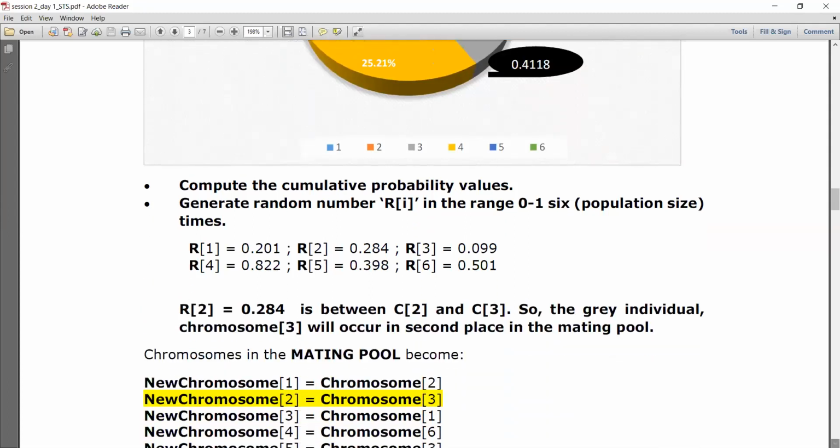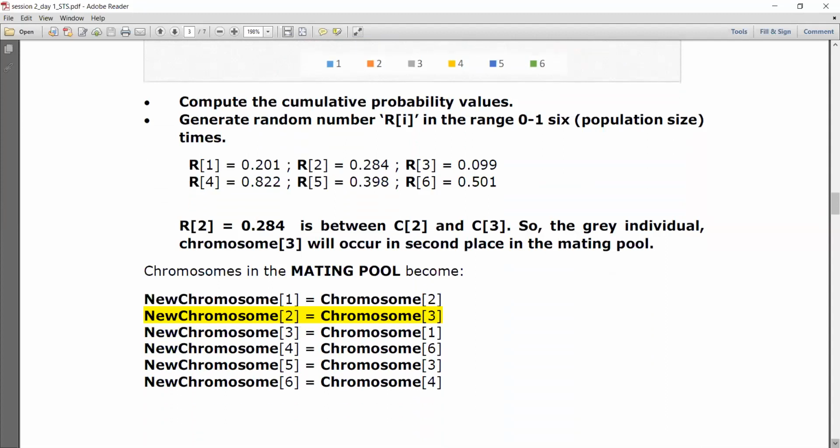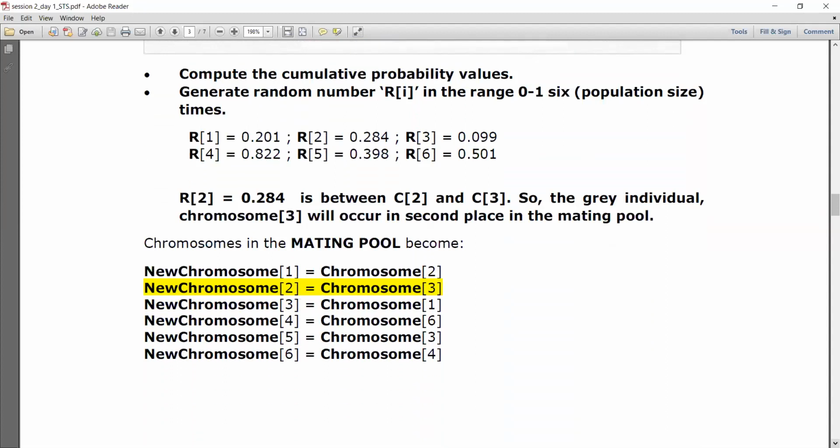For doing that, what are we going to do? We are going to randomly generate 6 numbers. One vector, one row, 6 columns, generate at a stretch 6 random numbers between 0 and 1, excluding 0 and 1. I have given R of 1, R of 2, R of 3 till R of 6. Each one denotes a random number which lies between 0 and 1. Now let us take one example.